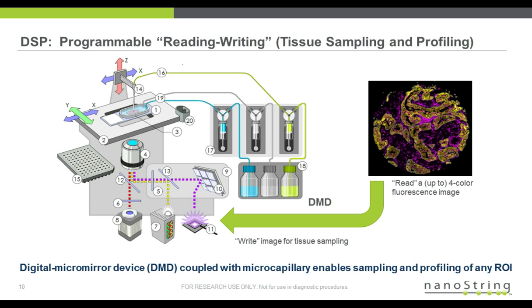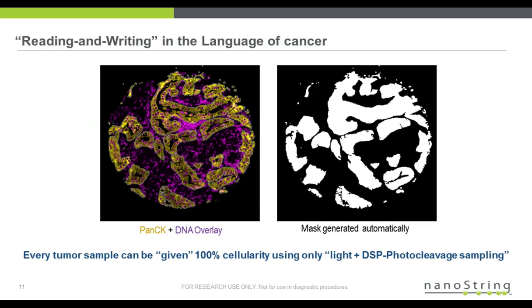And that light that I want to read can be focused all the way down to a single cell or whole groups of cells in a very, very flexible manner. Now I'm going to highlight just one aspect of the flexible manner of the microscope, and I call it reading and writing in the language of cancer.